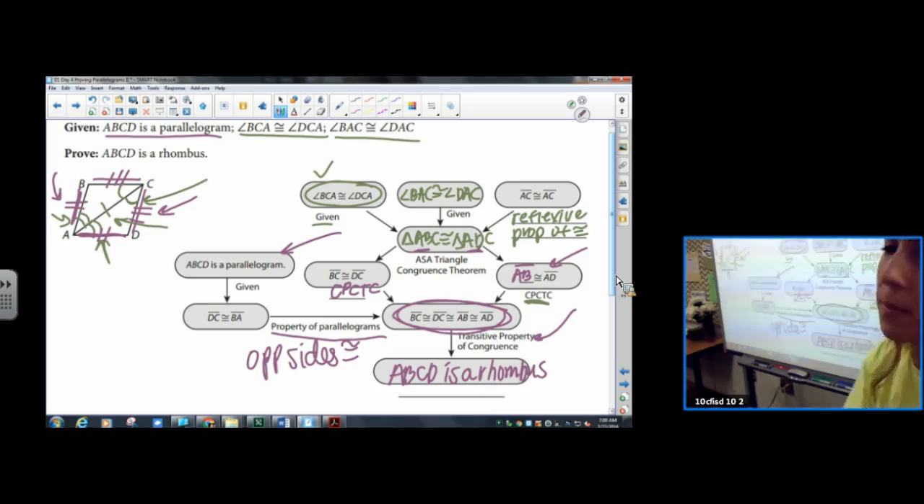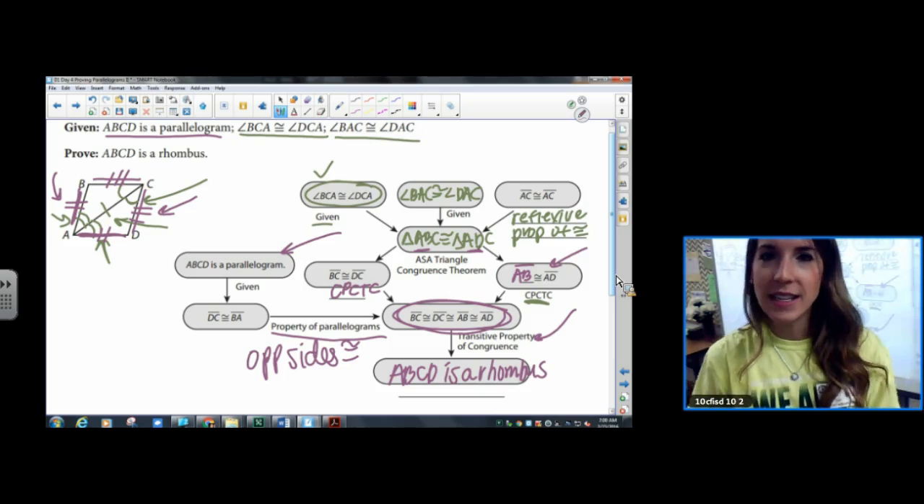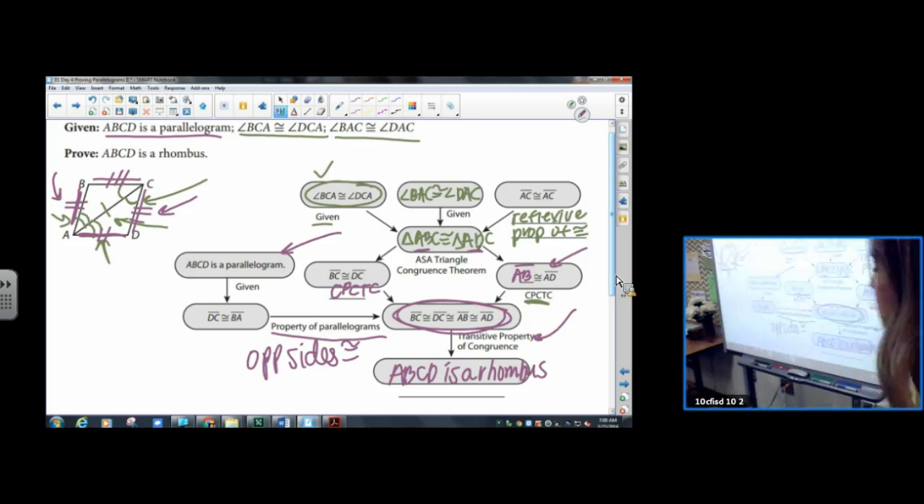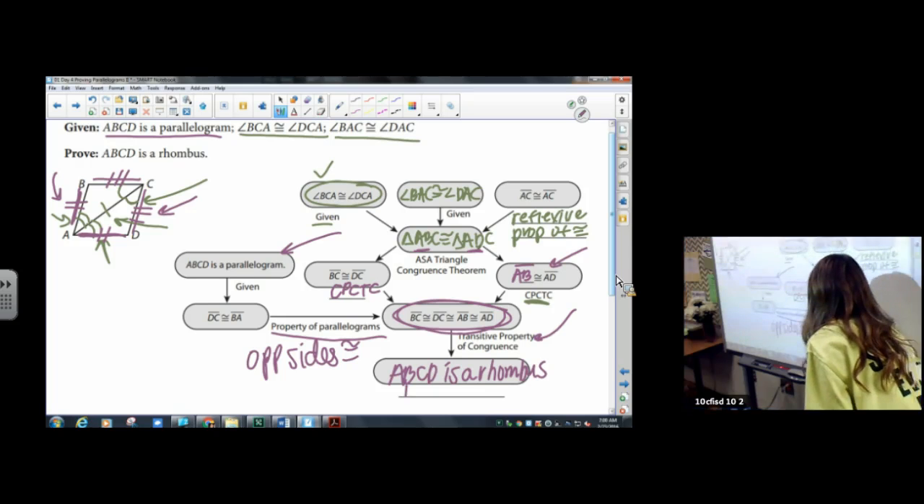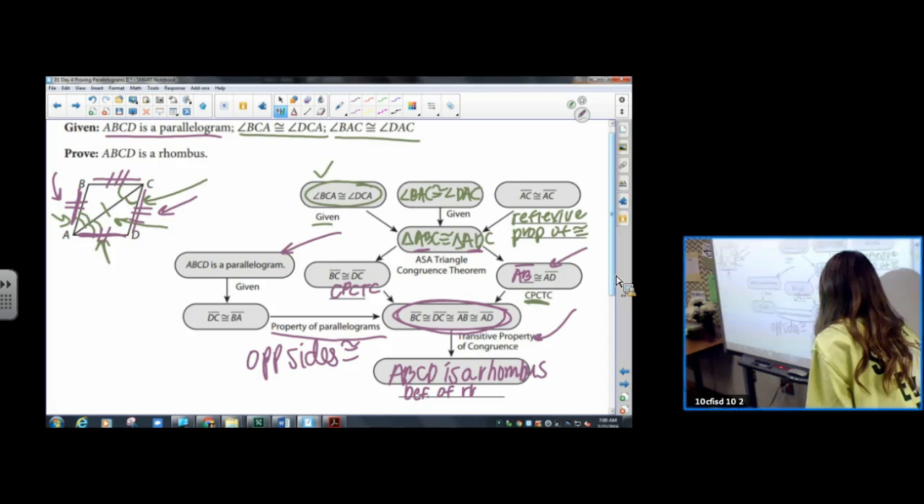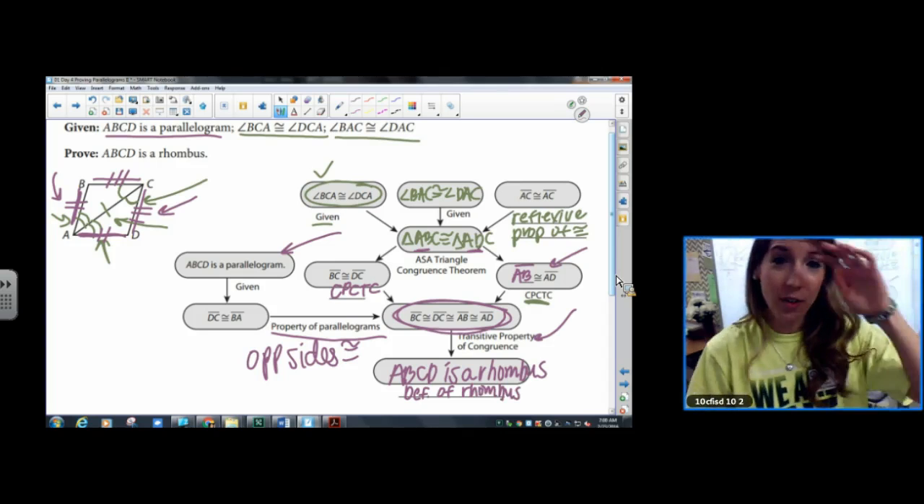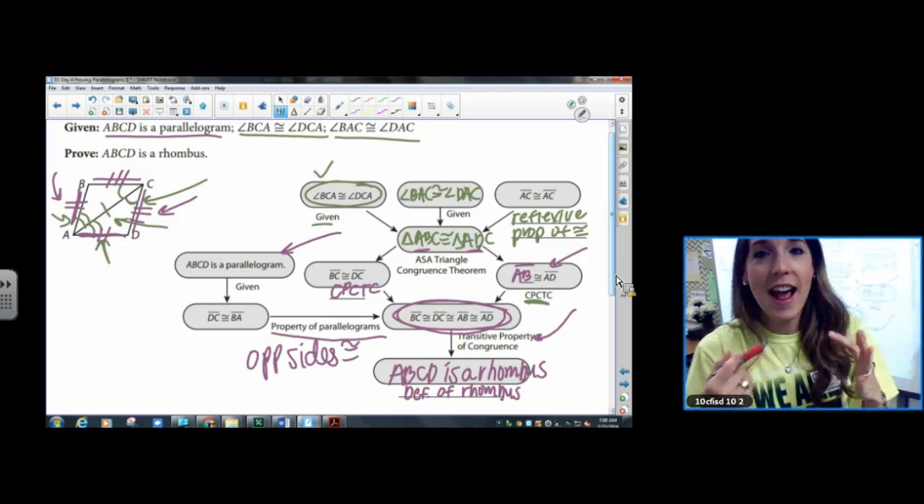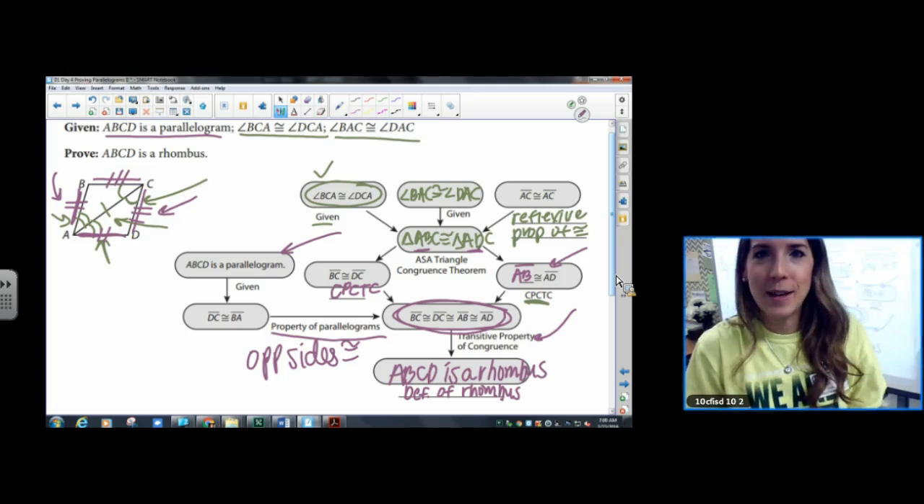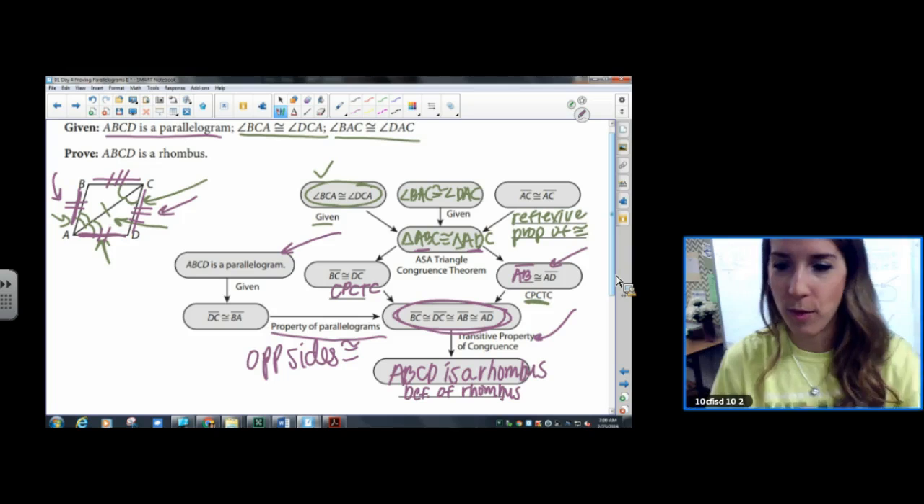And this is where people get it wrong. I saw on the quiz, CPCTC, they just threw something out there because they didn't know what to put. But the answer is actually because the definition of rhombus. By definition, a rhombus is a parallelogram with 4 congruent sides. I just said it had 4 congruent sides. So why is it a rhombus? Definition of rhombus.